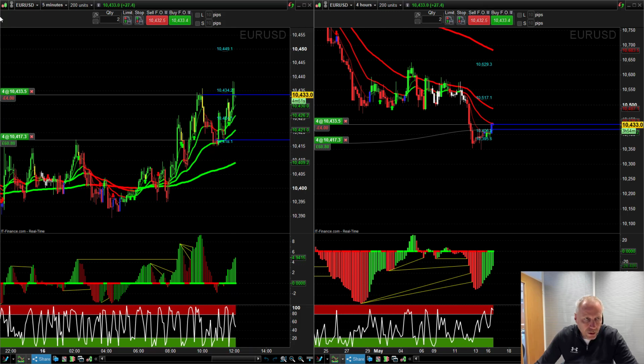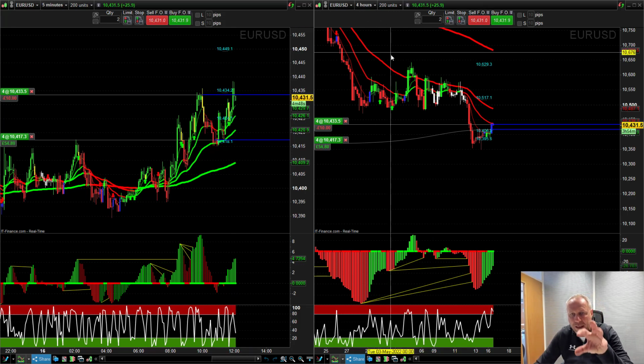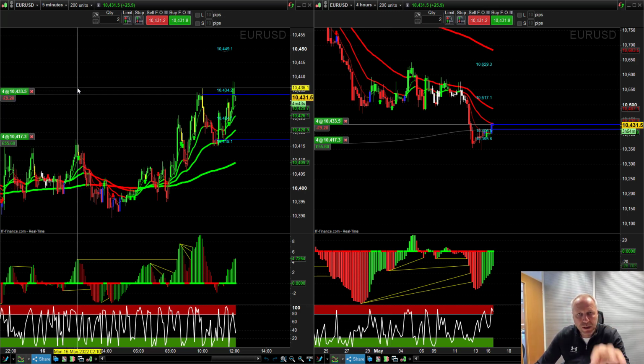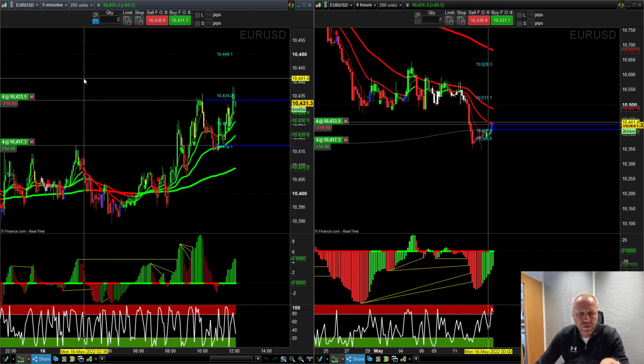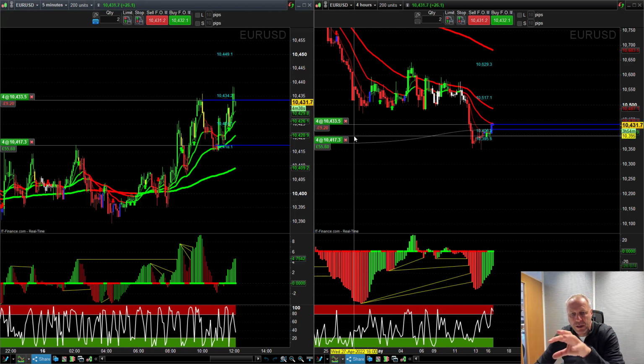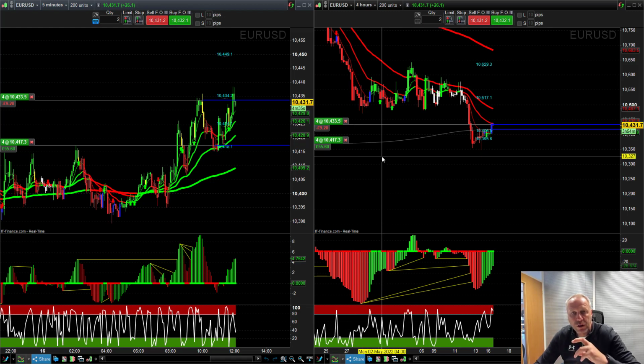So I've got a 5-minute chart here and a 4-hour. The 4-hour is leading the market, i.e. it's giving me that, okay, I want to go long, and then the 5-minute is giving me that precision entry. I don't think you should trade just on a 5-minute chart. You need the bigger time frames to give you the direction for a candlestick.